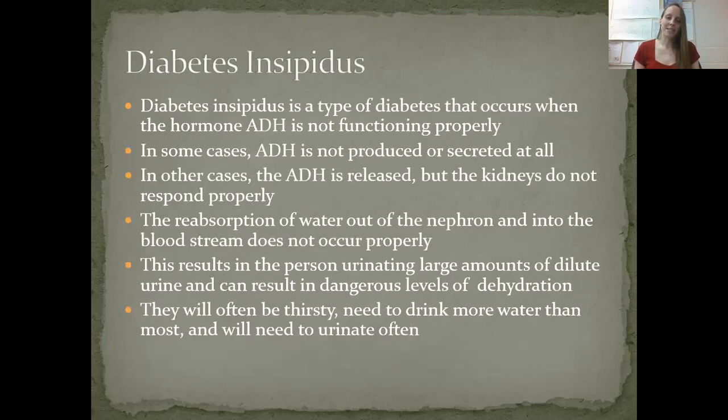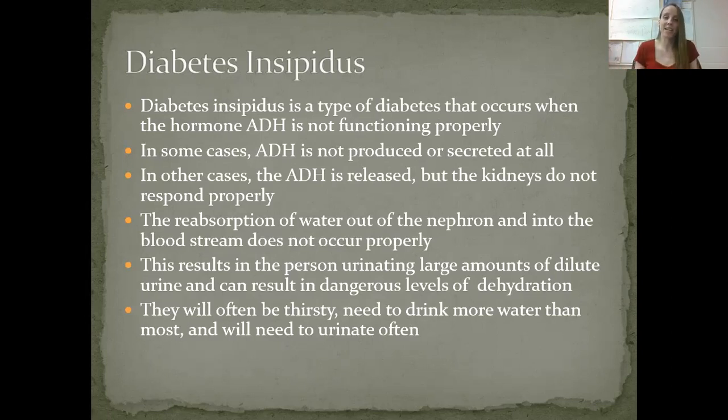Okay, diabetes insipidus is a type of diabetes that happens when ADH isn't working properly. So it could be that the ADH isn't being produced in the brain or that it's not being secreted. Or it could be that the ADH is being secreted, but your kidneys aren't responding to the ADH properly. Either way, you're not going to have as much water being reabsorbed out of the kidneys and back into the blood, which means that instead of being able to reabsorb the water out of your urine, the water just stays in your urine, which means that people with diabetes insipidus have to pee all the time, and they pee a lot all of the time.